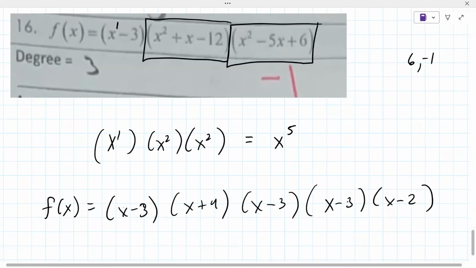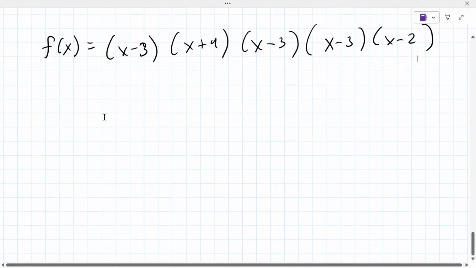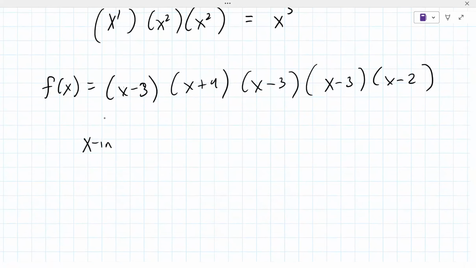Okay. So this is the one we will graph. Did you get that right? 336. Yeah, you got that right. Okay. So your x-intercepts here, you've got them at 3, -4, and 2.